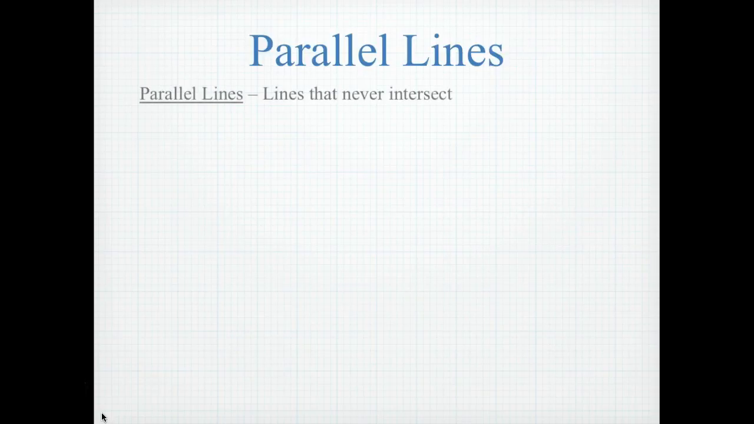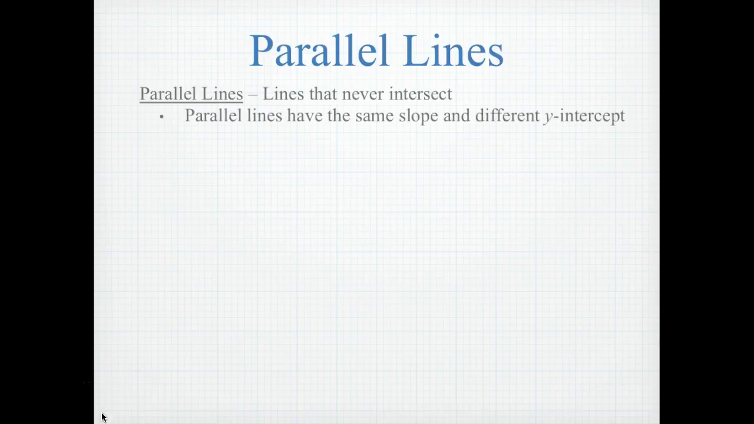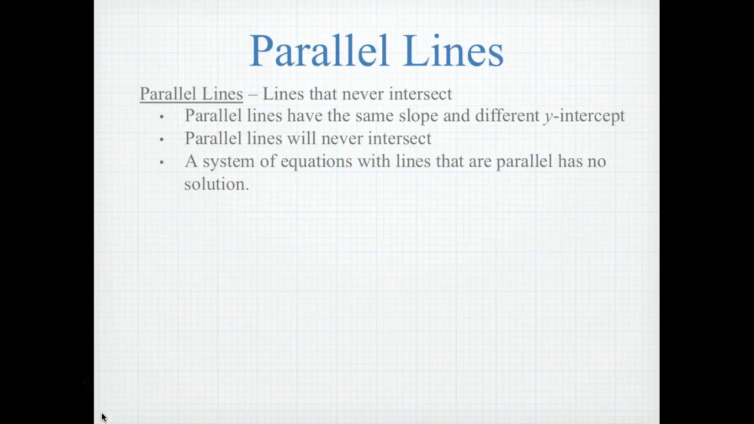Next example, we're going to study what happens when you have parallel lines. Parallel lines never intersect. So they're going to have the same slope and a different y-intercept and will never intersect. A system of equations with lines that are parallel has no solution.